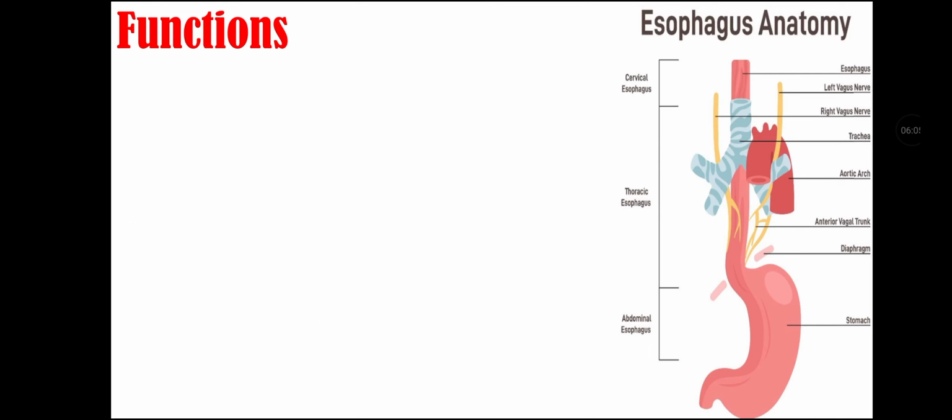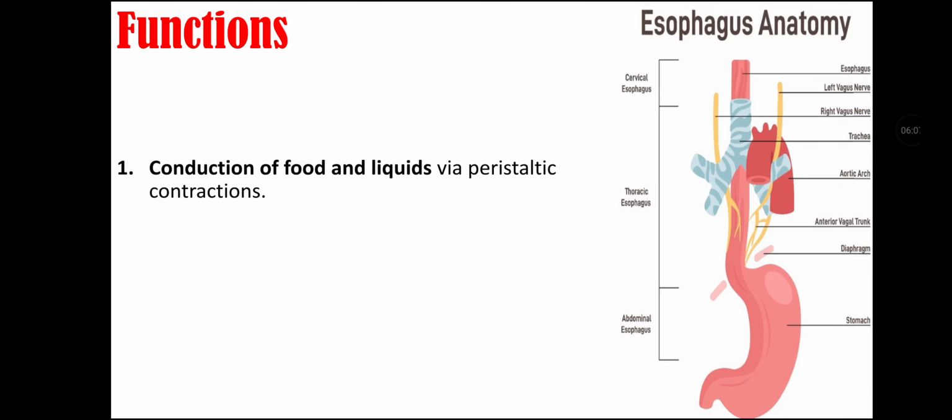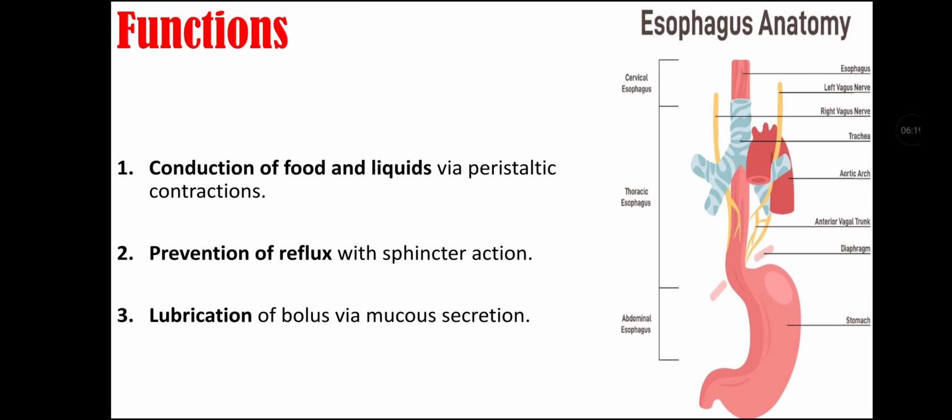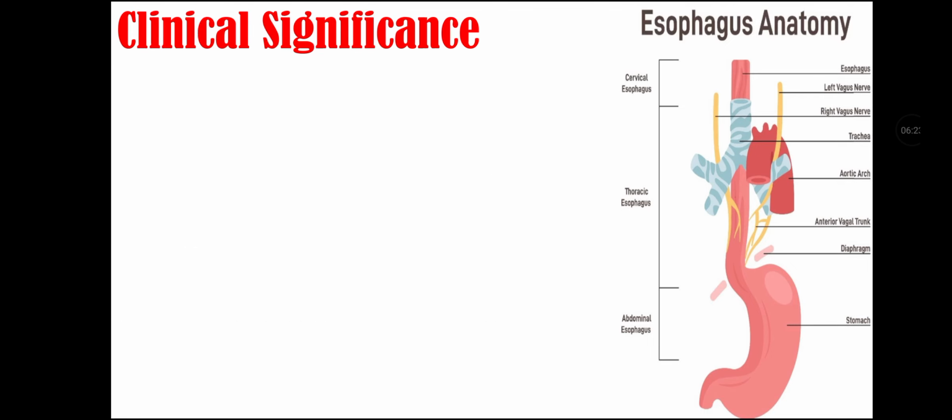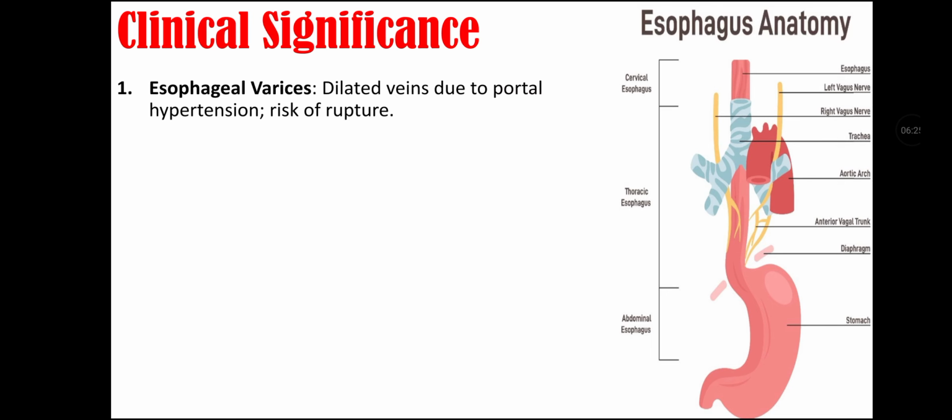Now let's talk about functions of esophagus. First function is conduction of food and liquids through peristaltic contraction. Second function is prevention of reflux with the sphincter action, that is through the lower esophageal sphincter. Third function is lubrication of bolus through mucus secretion. Talking about clinical significance of esophagus, first significance is esophageal varices that are dilated veins due to portal hypertension, and there is risk of rupture of these veins.